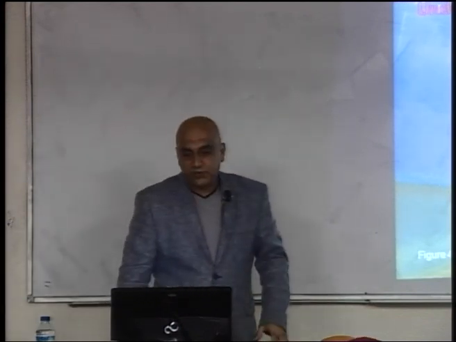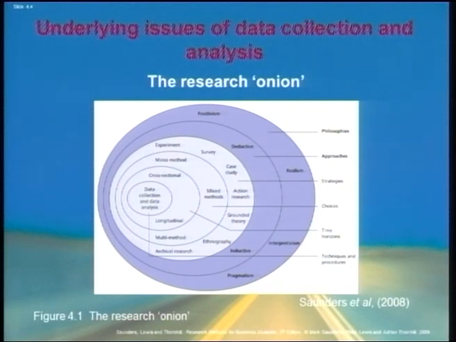So this is the research onion. If you look at the research onion here, you have multi layers. Starting from the research philosophy, as we explained, it's underneath, which determine it has two aspects: ontology and epistemology.